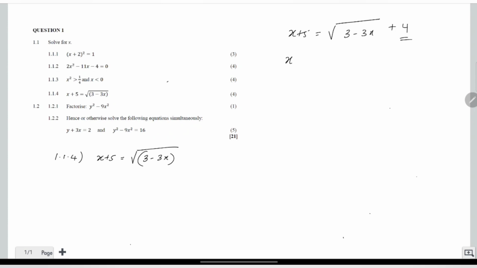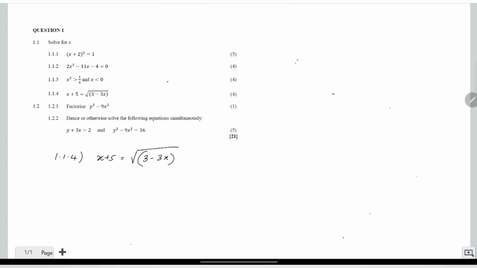That is x plus 5 already here, plus 4 comes this side, minus 4. If you send a term to the other side, the sign will change. Okay, then this side square root of 3 minus 3x. So it's going to be x plus 5 minus 4 is plus 1 is equal to square root of 3 minus 3x. Now it is ready for squaring both sides because on one side only the square root term is alone there. Okay. Now coming back to this question, here there is no problem. Straight away you can square both sides.